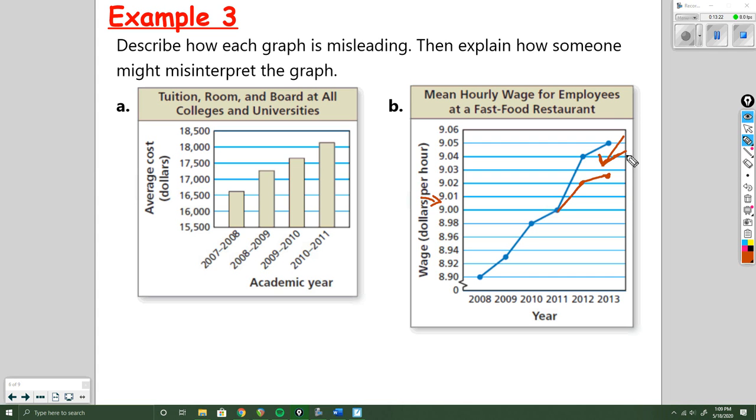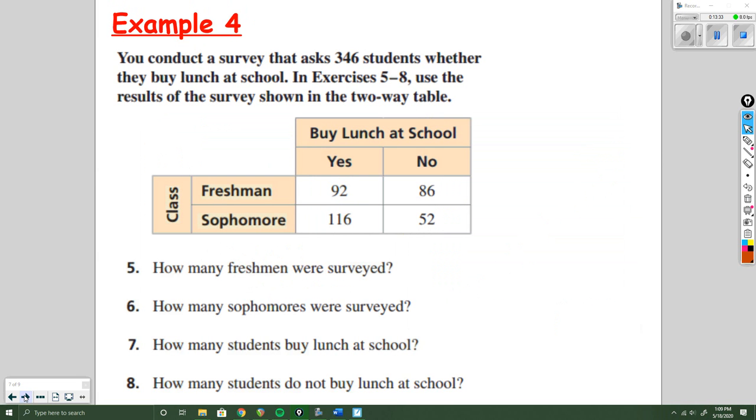All right, so that's just some ways that these graphs are misleading. Okay, so that's something that we want to look out for. All right, we got a few more examples here. In the next one, we're going to look at a two-way table.